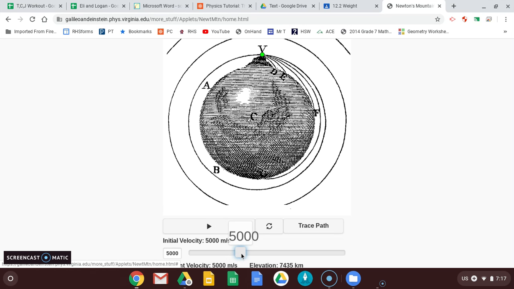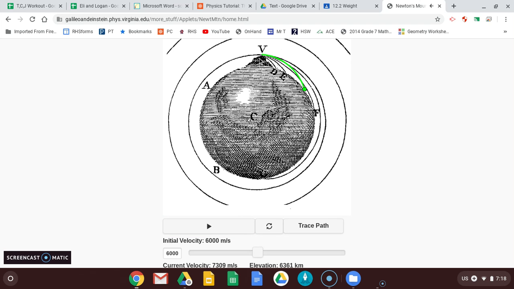We'll go 1,000 this time. I'll hit trace path now so you can see the exact path. Oh, it's not tracing it. All right, so a little further, right? A little further. And why? Because of the force of attraction between that object and the Earth, as described by the law of universal gravitation. Let's go up another 1,000 meters per second. And it goes a little further.